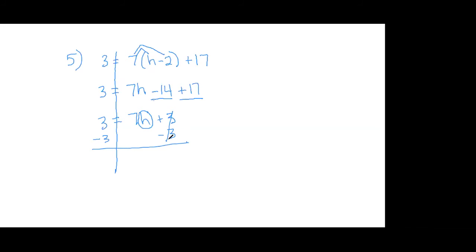So these cancel. Now, a lot of people will say these cancel, but here's the thing. I have to have a number on this side. I can't just say that they cancel and then there's nothing here. So while we say these cancel, here we would say 3 minus 3 is 0.